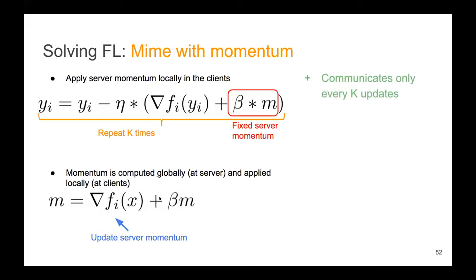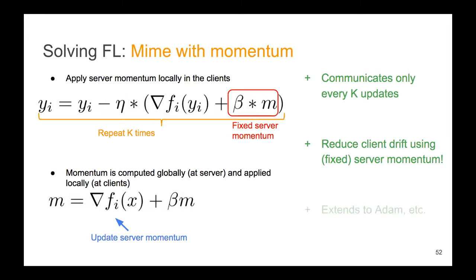So what's going on here? First of all, we might expect it to again converge faster because it's running K update steps. The second thing that happens here, and this can be put formally but I'm just mentioning it here, is that the addition of this fixed server momentum in each client step actually reduces the heterogeneity problem, because now each client incorporates some amount of a central update into each of its local updates. So that's nice. And the second thing is that this general template of applying a fixed momentum can be extended to other optimizers like Adam or Adagrad or any of these methods, which have some amount of optimizer state. I'll explain this in a few slides, but at a high level, this is the MIME algorithm. Any questions?